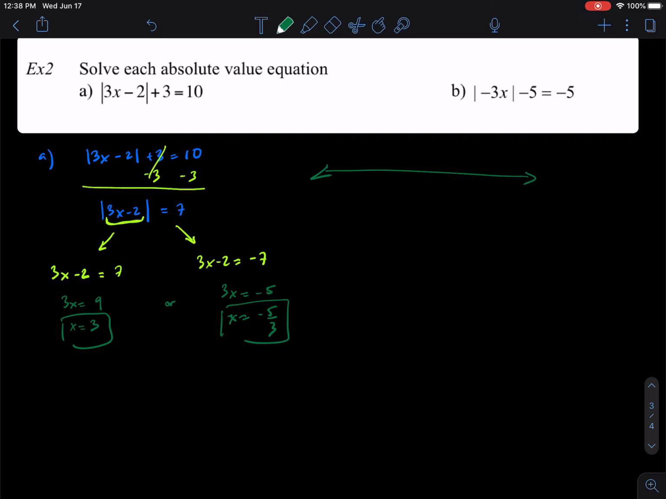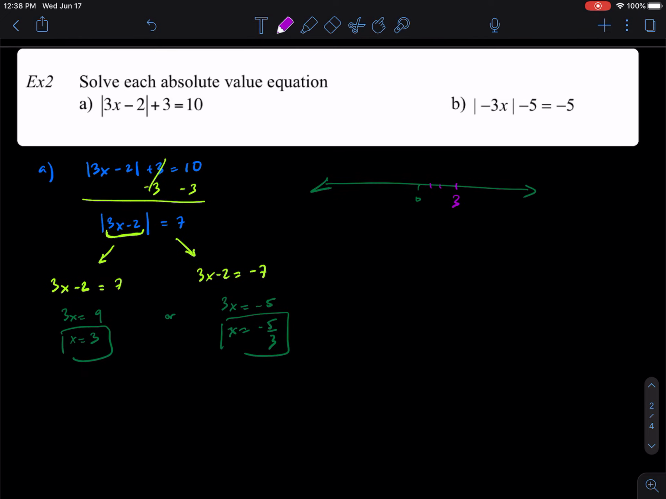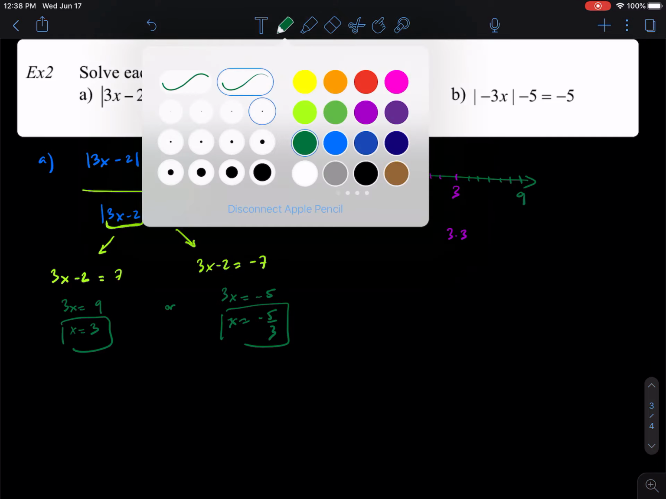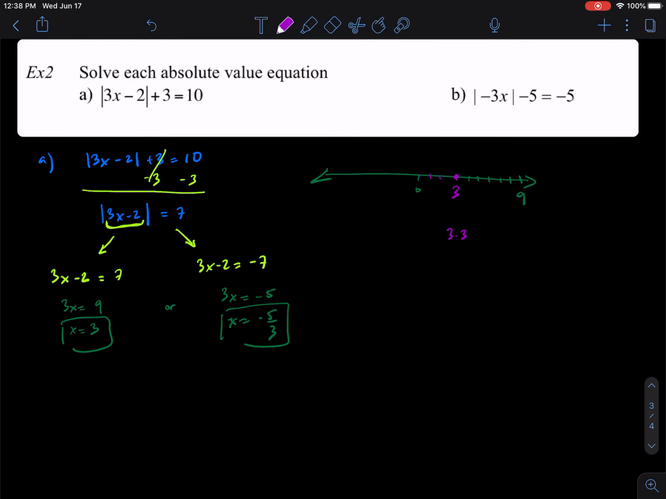Here's 0. So when x is 3, 1, 2, 3. If 3 times 3, so 3 times 3 is 9. So we go from here to 9 if we multiply by 3. And then we're going to subtract 2, so we're back to 7.